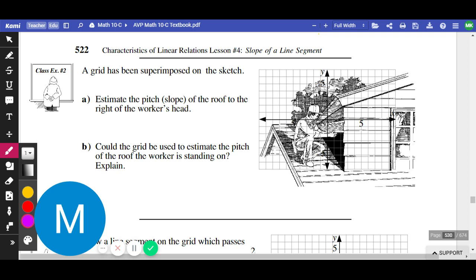Okay, so this says a grid has been superimposed on the sketch. So if you look at this picture of a guy building a house, you can tell there's a grid on there. It just gets really grainy in the middle, which is why I don't really like it. But there is a grid there. Okay, it's a Cartesian plane. A, estimate the pitch or the slope. Pitch is just another word for slope. Of the roof to the right of the worker's head. Okay, so looking at this, I think what they want is they want you to estimate the slope of this part of the roof.